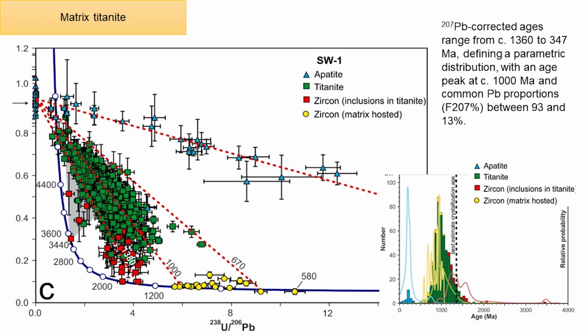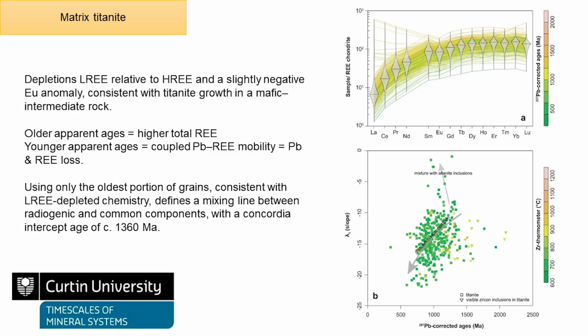On this diagram here, we're plotting the ages. So in green, you can see there seems to be a peak at around 1 Ga, and I'll come back to that 1 Ga and why it's important. We can use chemistry of those titanites to get further information about the process that's ongoing.